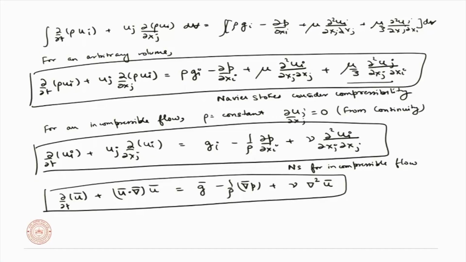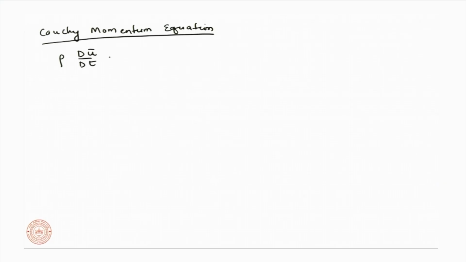The shorter form of the equation is called the Cauchy momentum equation. The Cauchy momentum equation is a simplified version of it. This says that rho du vector by dt is equals to the divergence of the stress tensor plus the force vector, right. This has our transient and our convective terms. Okay.